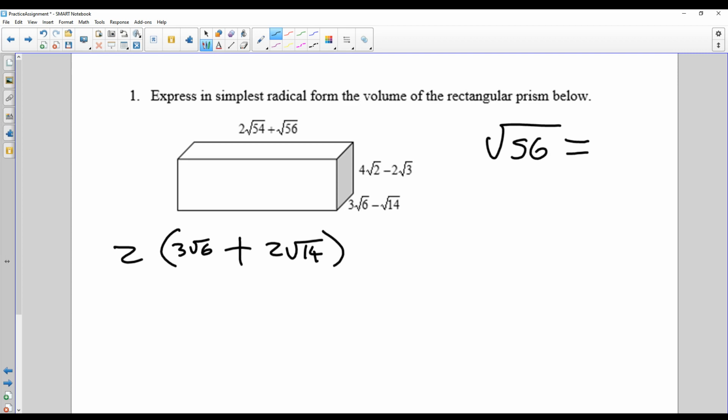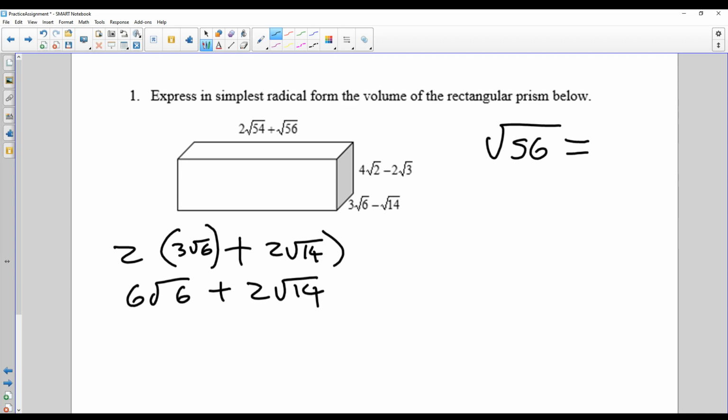So I'm thinking, okay. Oh, sorry, I'm saying this wrong. Let me fix this. It's 2 times that plus this. So this 2 root 54 is 2 times this plus the root of 56. I said that wrong a few minutes ago. So this is the same thing as 6 root 6 plus 2 root 14.